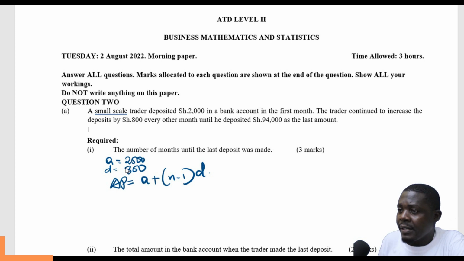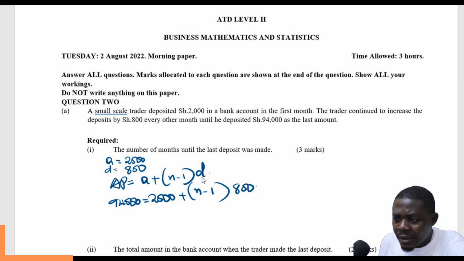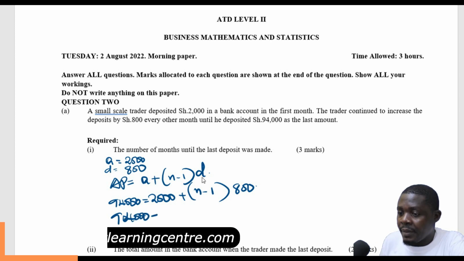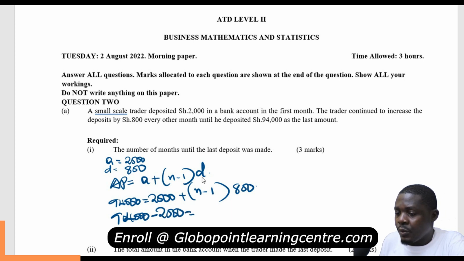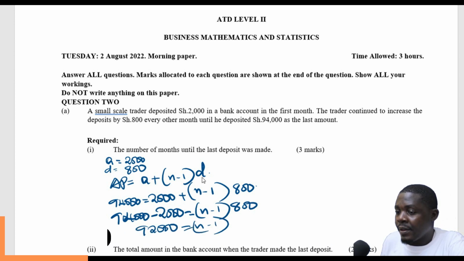Now the nth term of an arithmetic progression is given as A plus (N minus 1) multiplied by D. Here we have 94,000 is equal to 2,000, which is our A, plus N minus 1 multiplied by 800, where N we don't have. Moving the 2,000 this side, we get 92,000 is equal to (N minus 1) times 800.